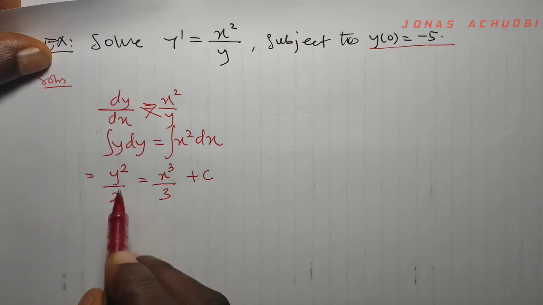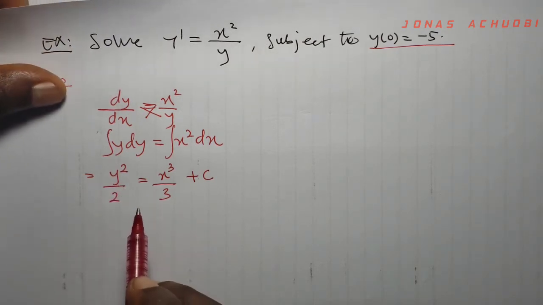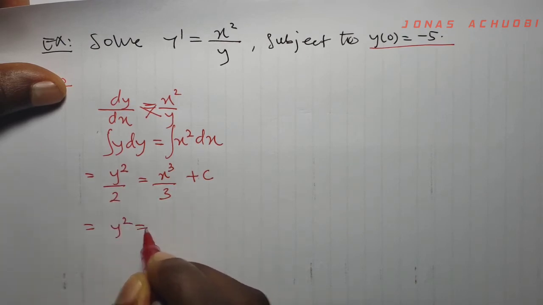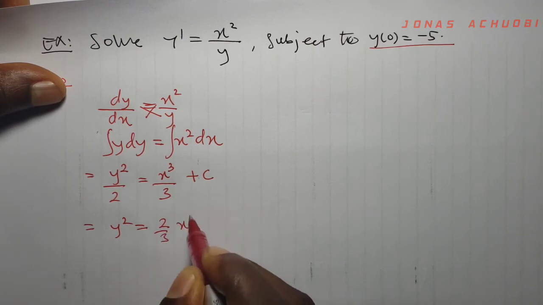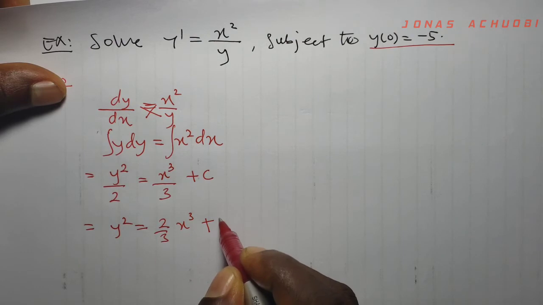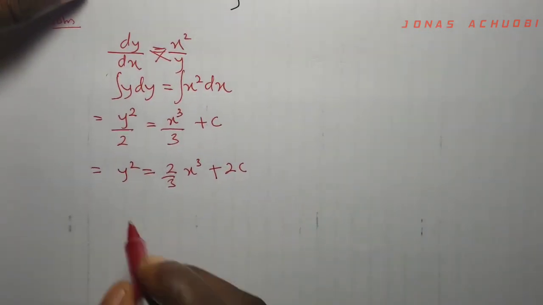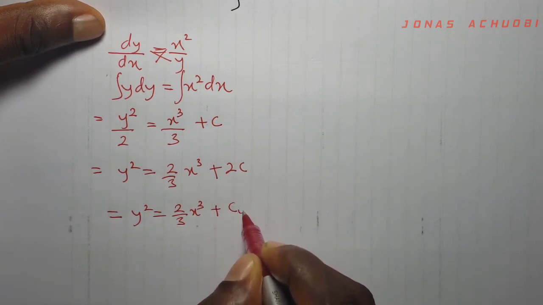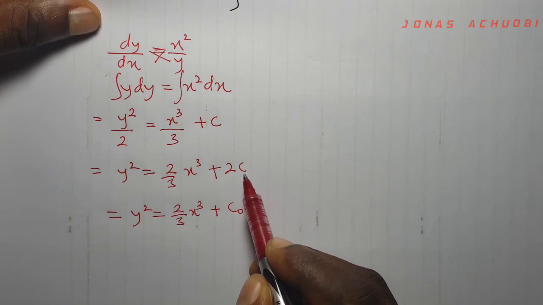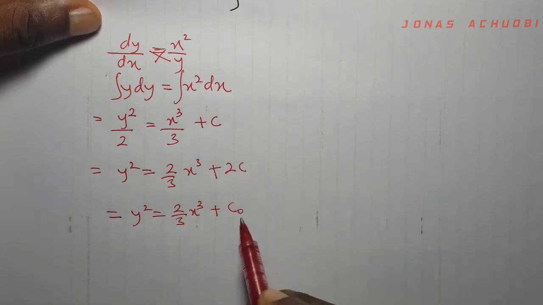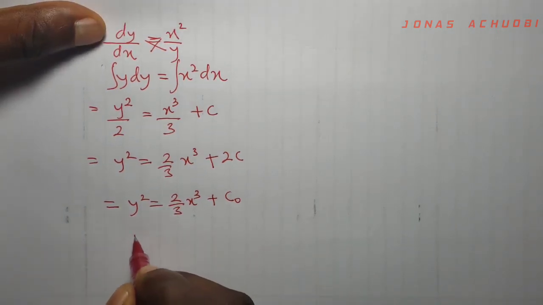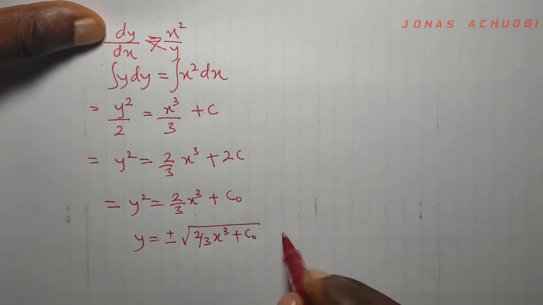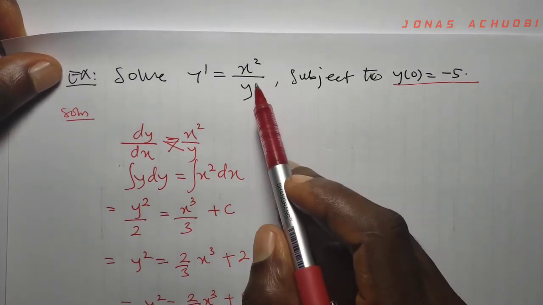To make y the subject of the formula, we proceed as follows. If we multiply through each term by 2, we get y squared equal to 2 over 3 x cubed plus 2C. So we can write what we have as y squared equal to 2 over 3 x cubed plus, say, c naught, because C is a constant, and if I multiply a constant by 2, I still get a constant. So I now call the new constant c naught. To get y, we say y is equal to plus or minus the square root of 2 over 3 x cubed plus c naught. So this is our solution to the first order ordinary differential equation given here.